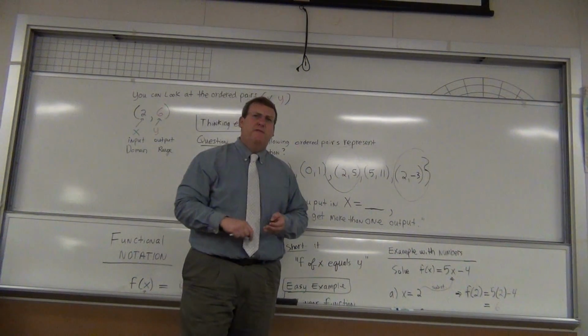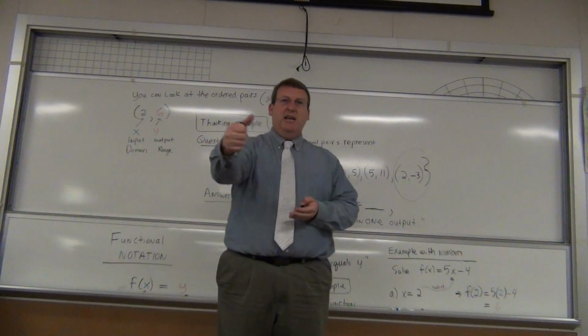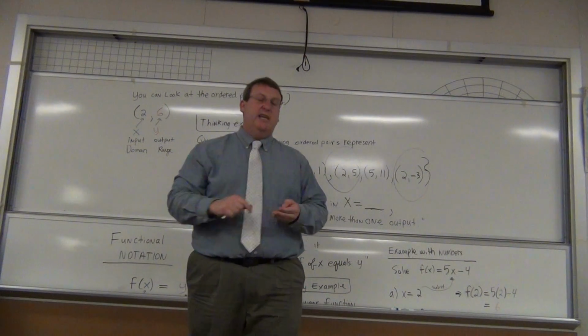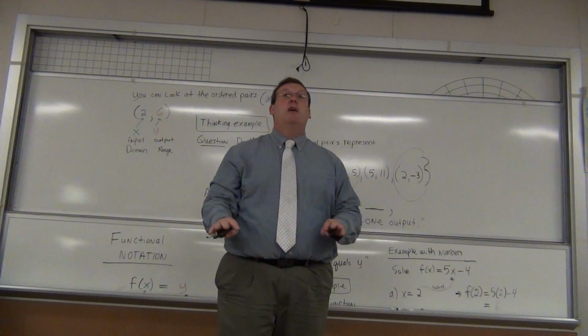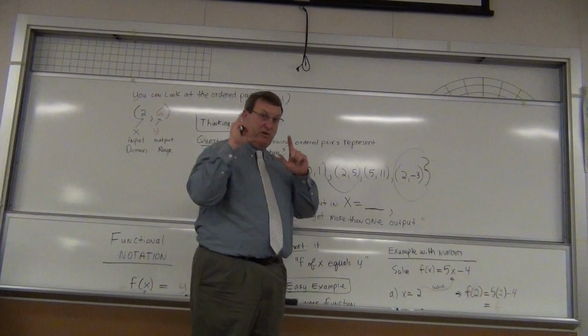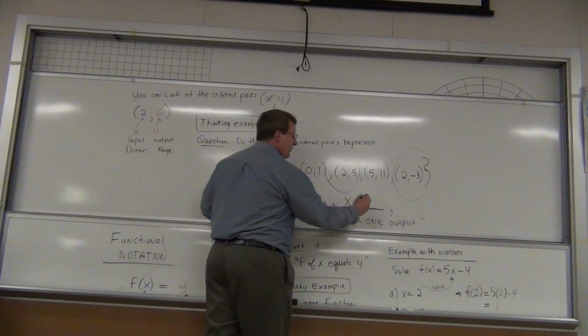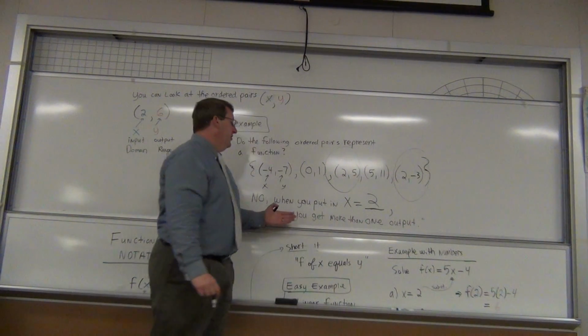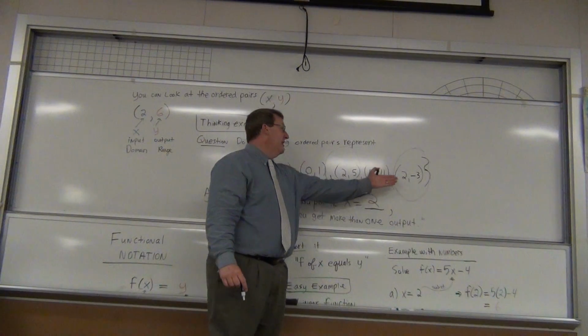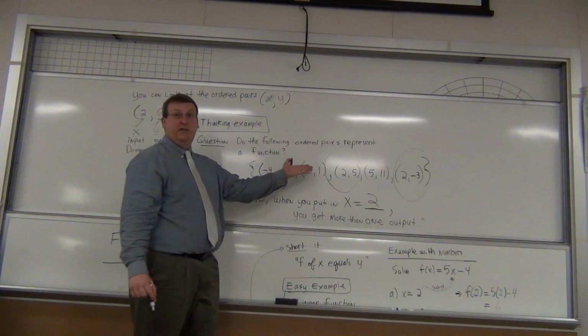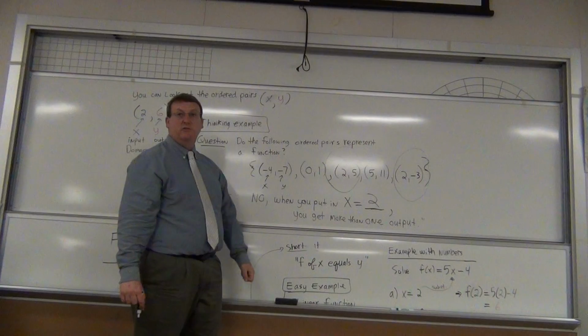Think about a calculator. If you put in square root of 16, you get out a 4. You're like, yes, it works. What happens if you do it again and it comes out a negative 3? You know it's not working. It's not functioning. So that's your memory trick. So in this case, when you put in x equals 2, you get more than one output. So the answer to this question: no. These ordered pairs do not represent a function.